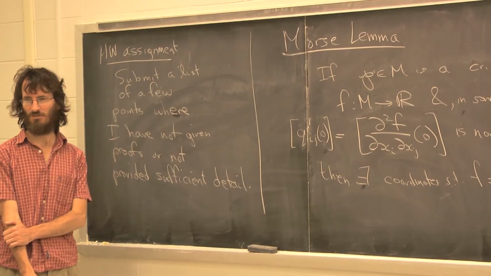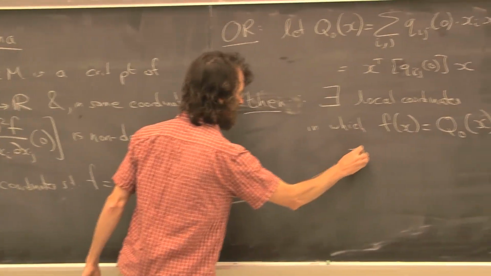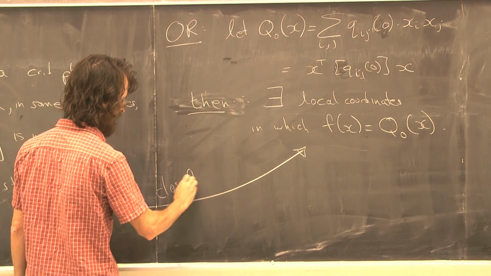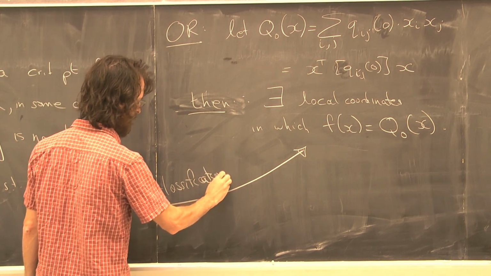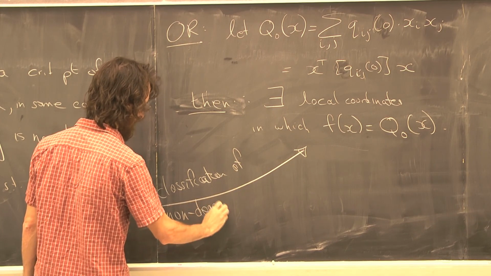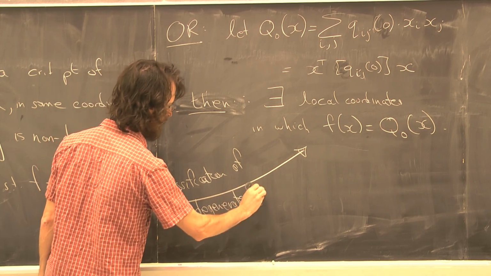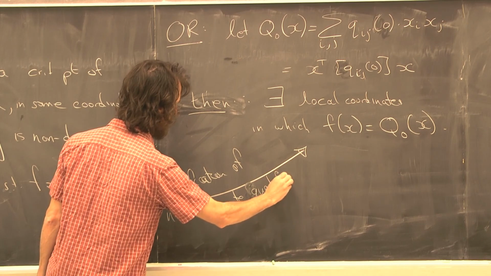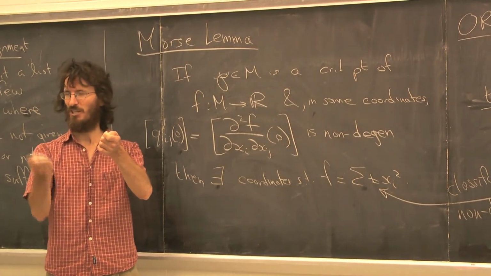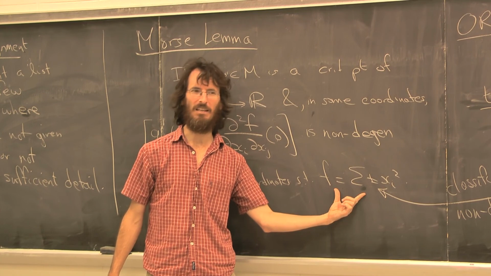But there's also the classification of quadratic forms. The connection between these two is a linear algebra fact, the classification of non-degenerate quadratic forms, which says that any non-degenerate quadratic form is isomorphic, by a linear change of coordinates on R^n, to a sum of squares.